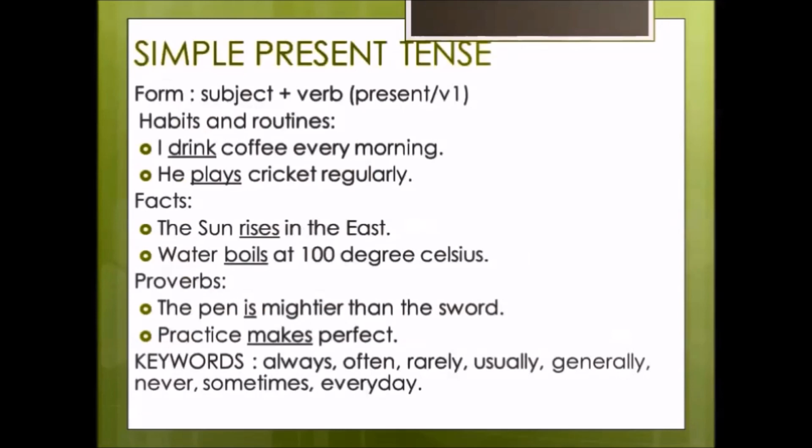Now, let's begin with simple present tense. The structure of simple present tense is subject plus V1 form of your verb. Your V1 form of your verb means, if your subject is going to be he, she, it, you should use V1 plus ES form. If your subject is going to be I, we, you, they, you should use only V1 form.